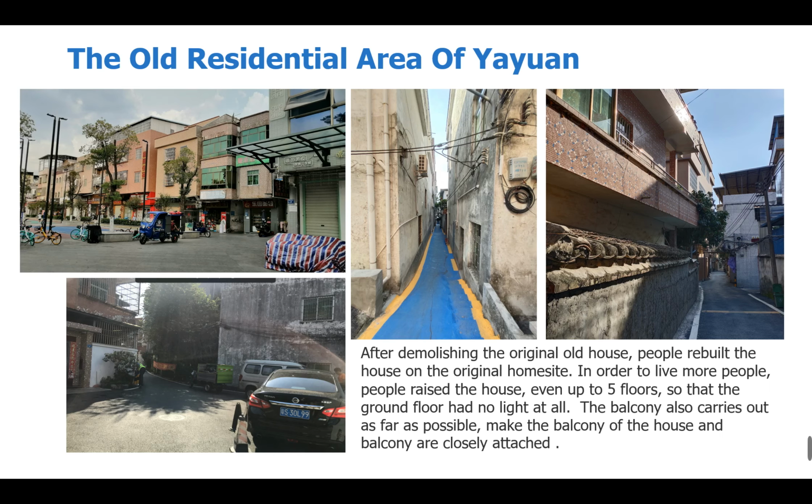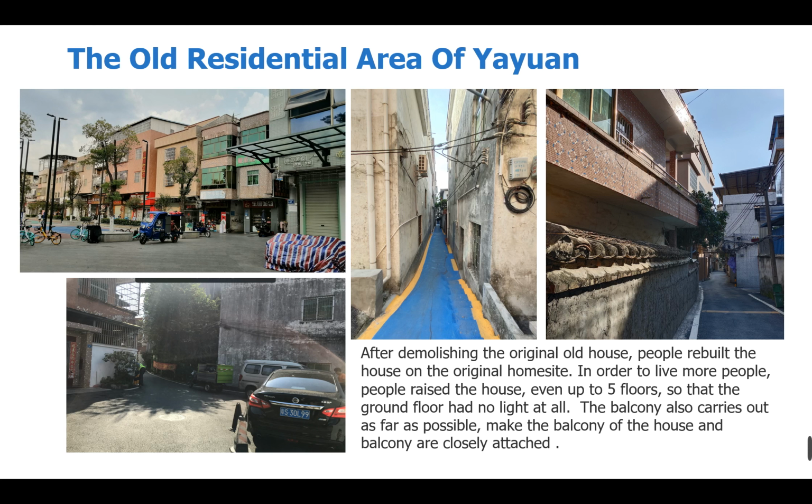The old residential area of Yayuan was changed from the original site of the traditional villages in the farming era. The original houses had only 1 floor, and they were closely arranged. They hid in the shadow of another house as much as possible to avoid excessive solar radiation in order to obtain a cooler environment.